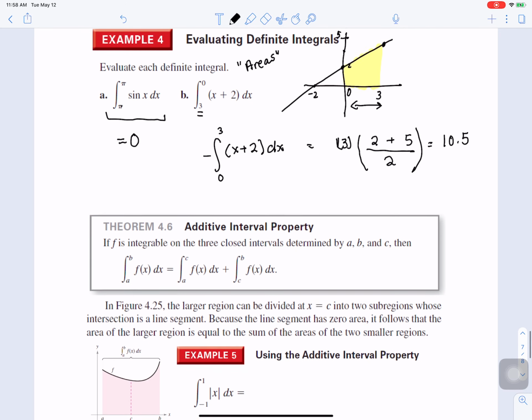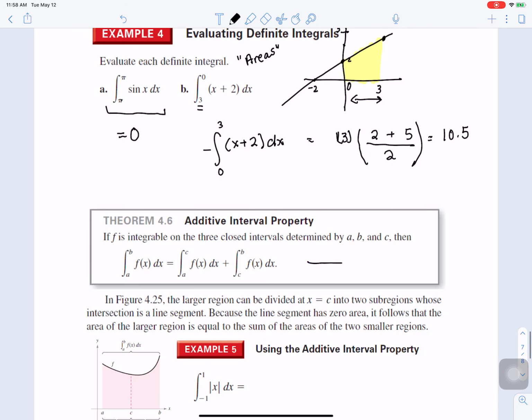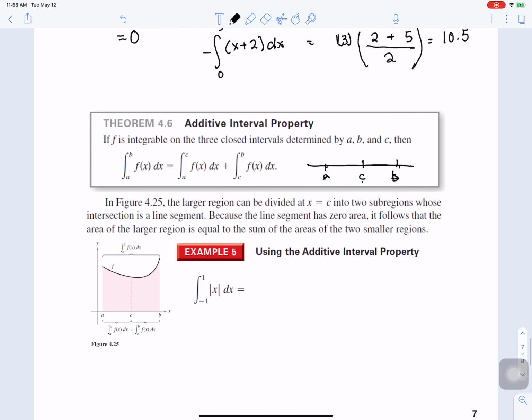Now, if I have three coordinates on the x-axis, A, B, and C, and I was interested in integrating from A all the way to B, what I can do is take an intermediate point C. Instead of going directly from A to B, I can go from A to some intermediate point, and then from that intermediate point to B, and add those two areas up. This is called the additive property.